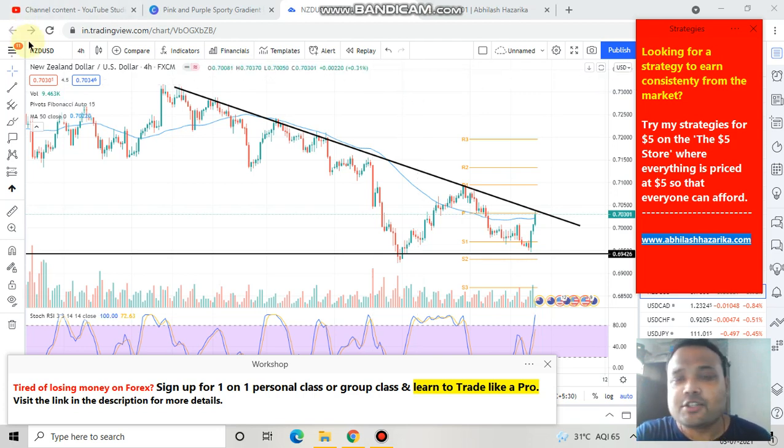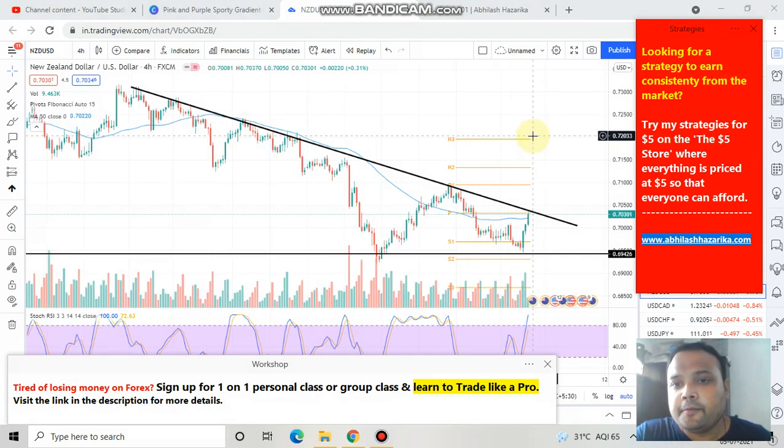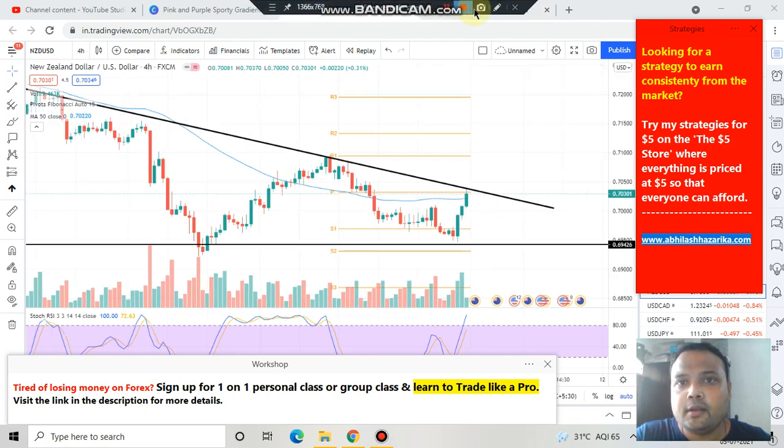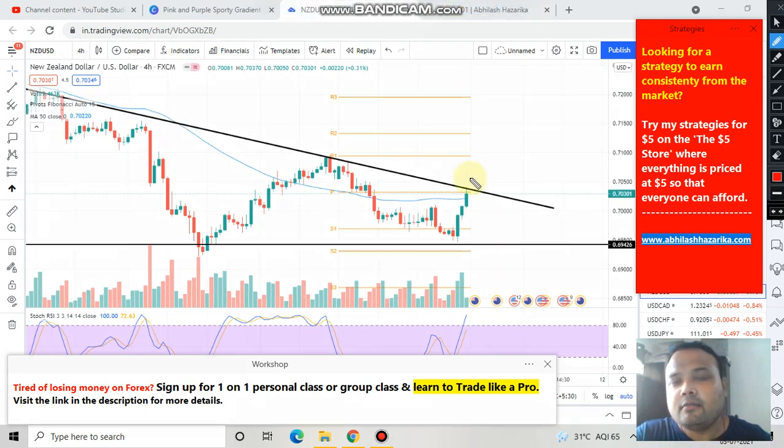So this is the 4-hour chart of New Zealand dollar, US dollar, my favorite 4 hours time frame. And as you can see clearly on the chart, during the last trading hours, market was bullish, market was trying to go up. But if I zoom in, then you can clearly see that during the last trading hours, market saw some price rejection from above.